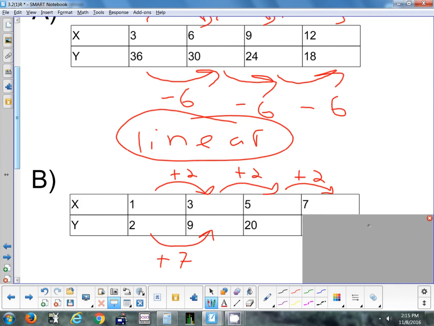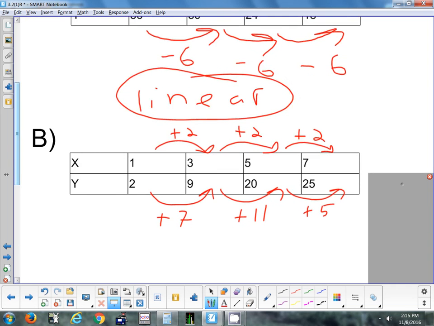Okay? To get from 9 to 20, you added 11. Not linear. And then to get from 20 to 25, what did you add? Yeah, this one's all over the place. So we did not add the same value each time. So what should I write for my answer? Non-linear.